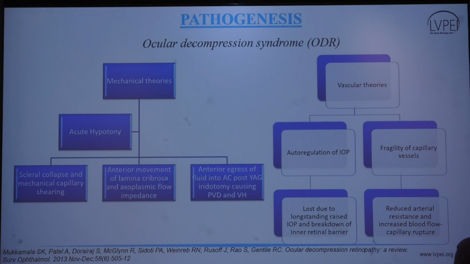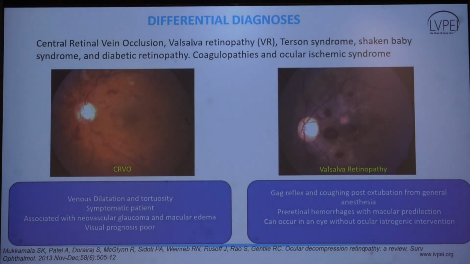The vascular theory states that there is a loss of autoregulation with the fall in intraocular pressure, and also fragility of the capillary vessels, which leads to the vitreous hemorrhage and the multiple layered retinal hemorrhages. There are a few differential diagnoses and mimickers we need to keep in mind, which are central retinal vein occlusion and Valsalva retinopathy in particular. A CRVO also shows venous dilatation and tortuosity of the vessels, and the patient is usually symptomatic and the visual gain is poor. On the other hand, Valsalva retinopathy can occur in an eye without any ocular iatrogenic intervention, and pre-retinal hemorrhages are usually distributed along the macular region.